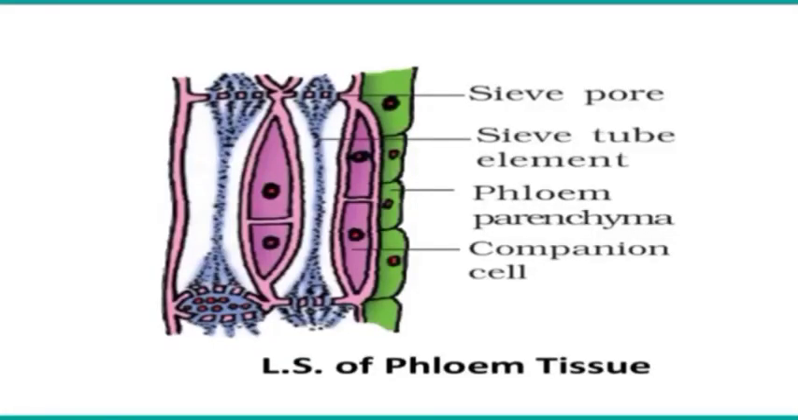Let's see the diagrammatic representation of longitudinal section of phloem tissue. How all the four elements of phloem are arranged in phloem tissue, like sieve tube elements, companion cells, phloem parenchyma and phloem fibers. Sieve tube element has sieve pores. Through those pores they transport food material. Let's see how sieve tube elements are associated with companion cells, how phloem parenchyma is arranged, sieve pores, everything. Let's check this diagram carefully for our better understanding.